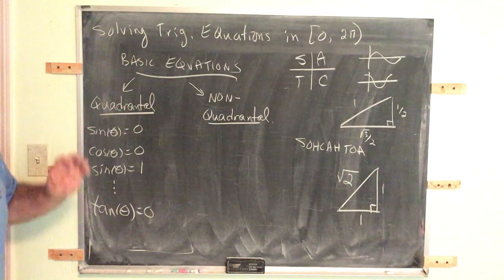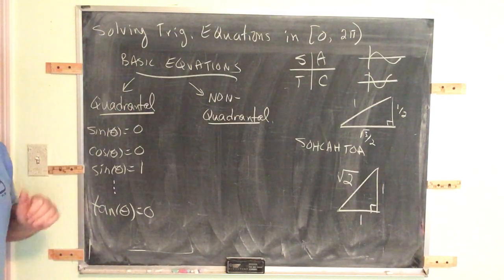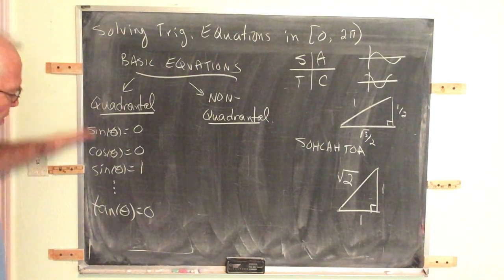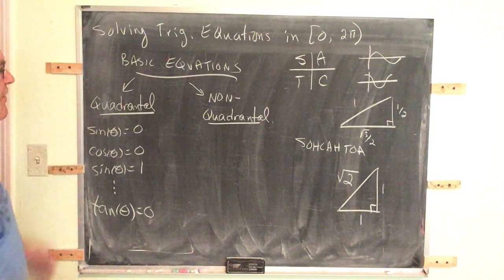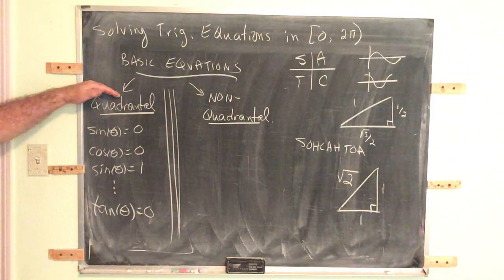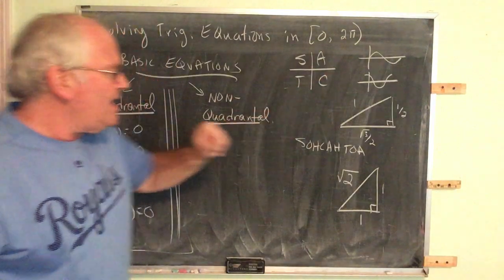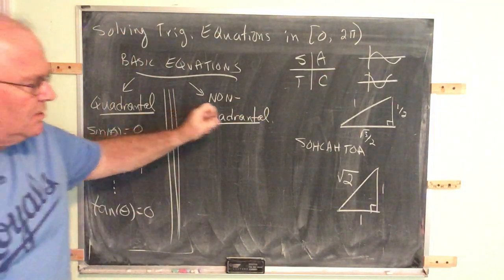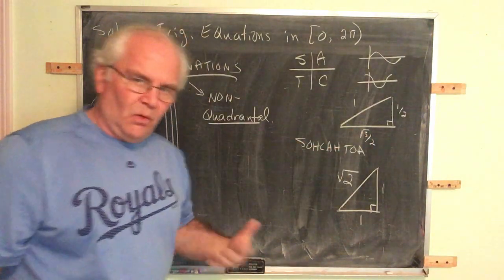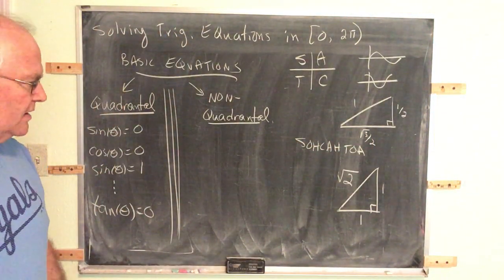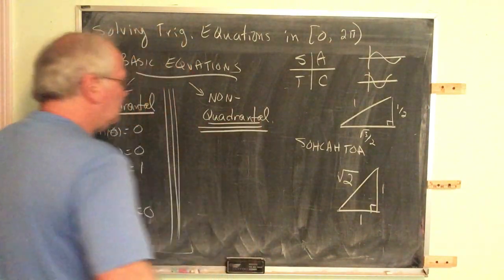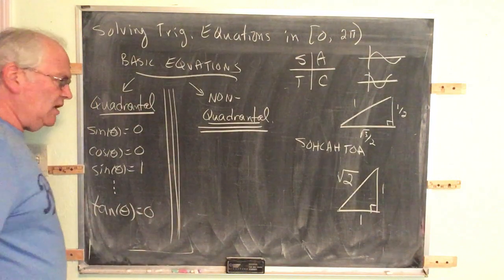Quadrantal angles are angles that lie on the axes when they're in standard position. If the equation in question is quadrantal, that's the first dividing line. The quadrantal angles you can solve using the graphs. Anything that is non-quadrantal you solve using either these triangles or, worst case scenario, you solve with a calculator. All right? So, let's talk now about the non-quadrantal.